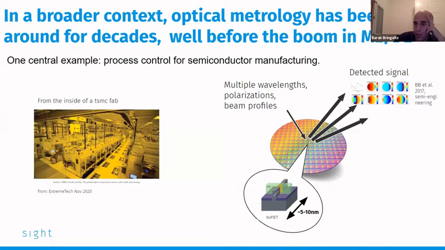I wanted to just put things in a broader perspective. So optical metrology has been around for decades, well before the recent boom in the last decade in machine learning and deep learning. And one main example is what people call process control for semiconductor manufacturing. So this is the process in which we manufacture chips, computer chips.